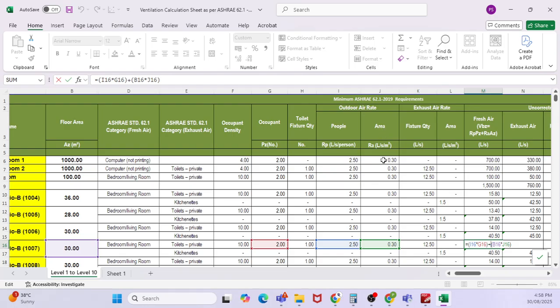So whenever you provide the fresh air, you will provide fresh air for the area and also fresh air for the people. So that is the total fresh air requirement.